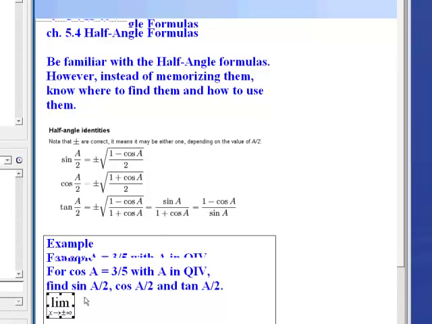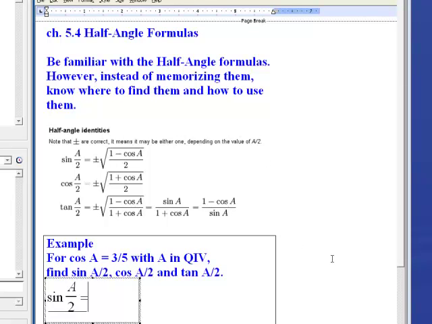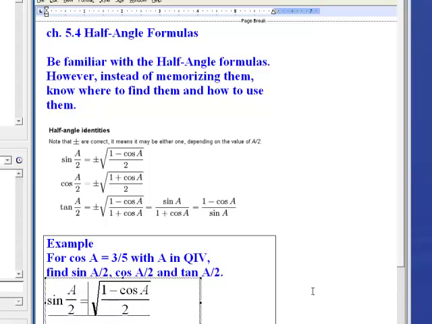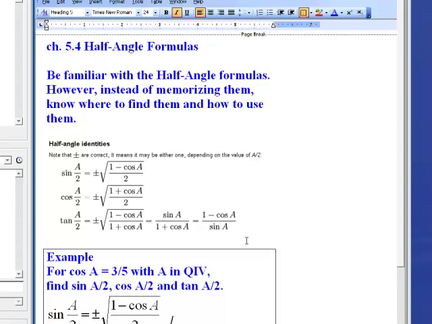Sine of A over 2 equals the square root of the fraction 1 minus cosine A divided by 2. And because the square root is taken, we come out with plus minus there. And then we'll choose whichever we need because we're in quadrant 4. So let's plug in numbers.